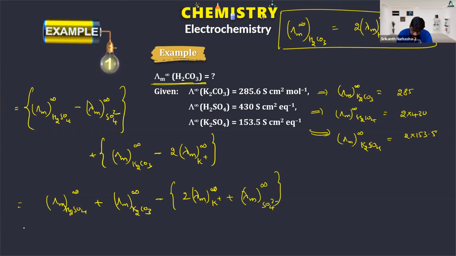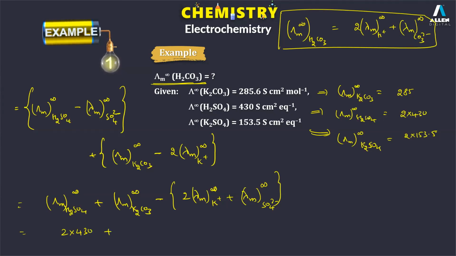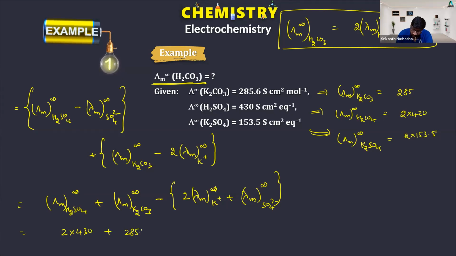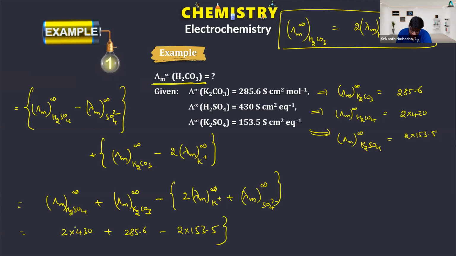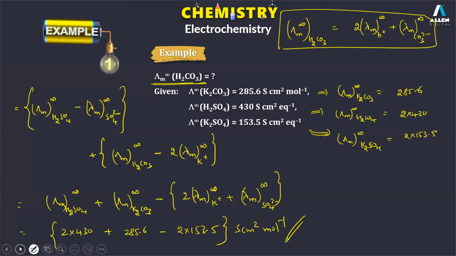What is this? Nothing but molar conductance of H2SO4 is 2 into 430. Molar conductance of K2CO3 is 285.6, minus K2SO4 is 153. The unit is Siemens centimeter square mole inverse. Even though they ask equivalent conductance, you try to figure out the molar conductance only. Then finally convert the molar conductance into equivalent conductance, because molar conductance will be very easy to calculate. Okay. Yes, sir. Yes, right.